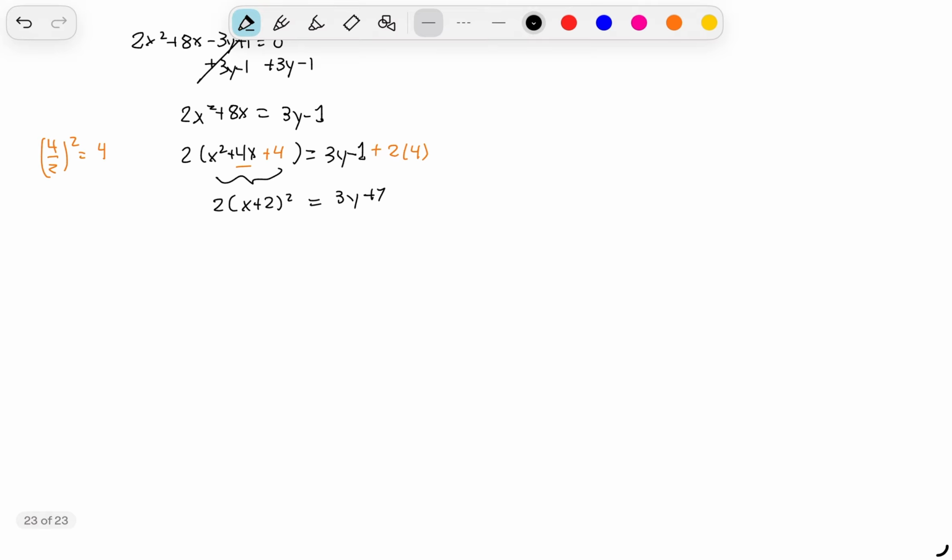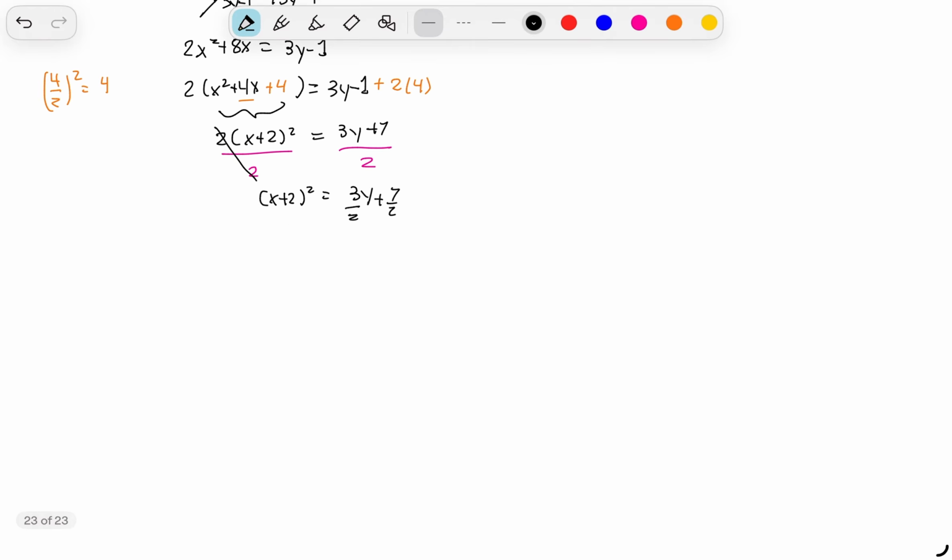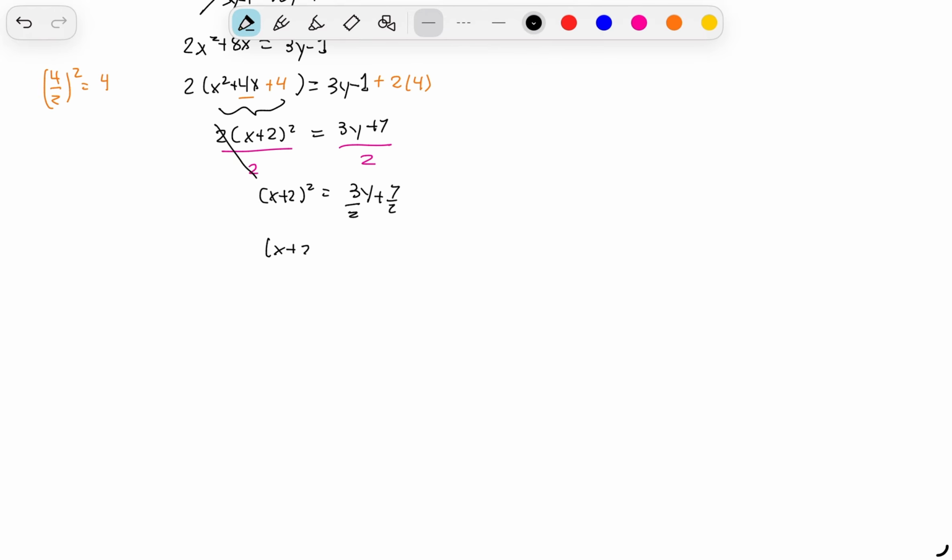Next, you're going to isolate your squared part. So you're going to divide both sides by 2. You can also write this as x plus 2 squared.